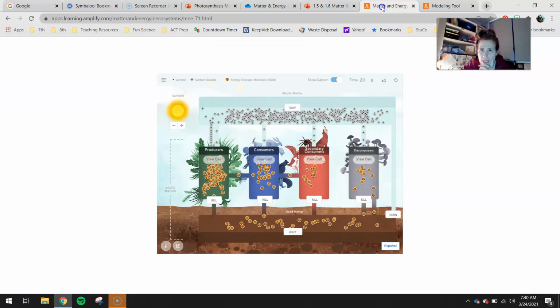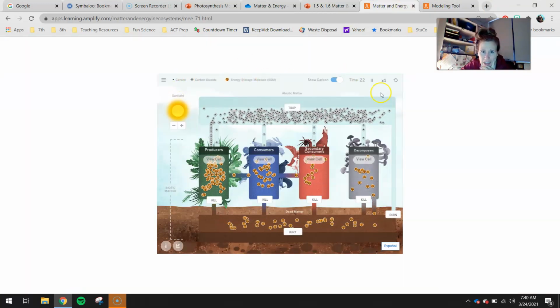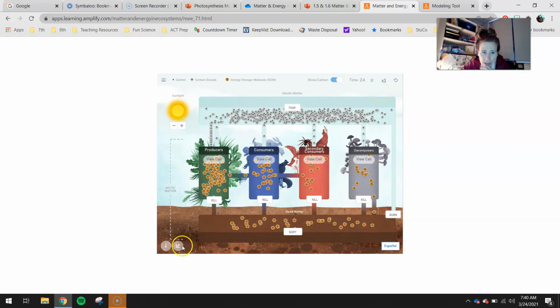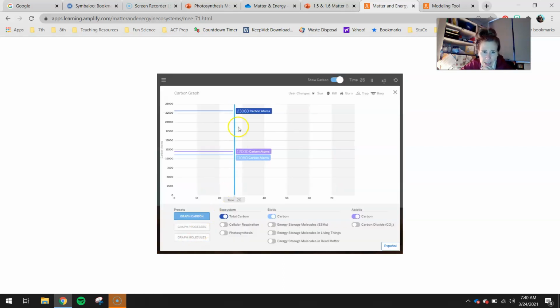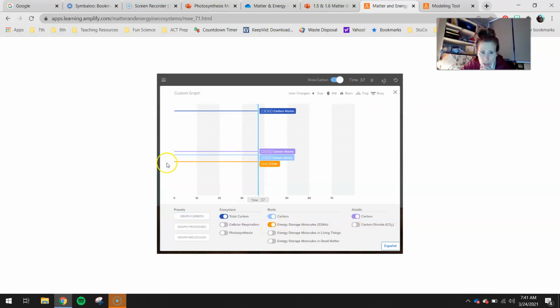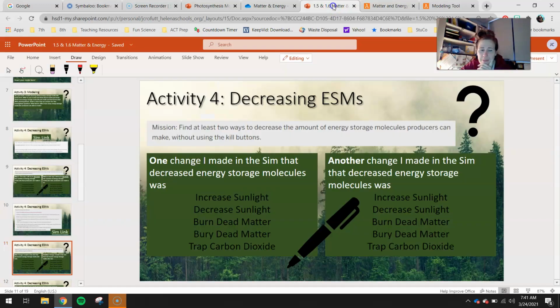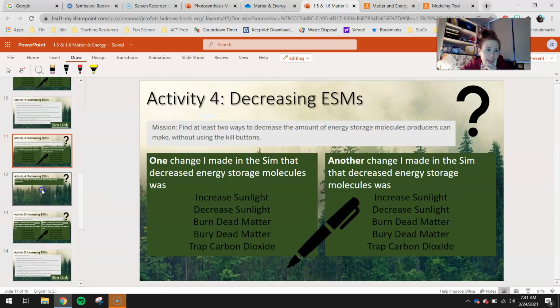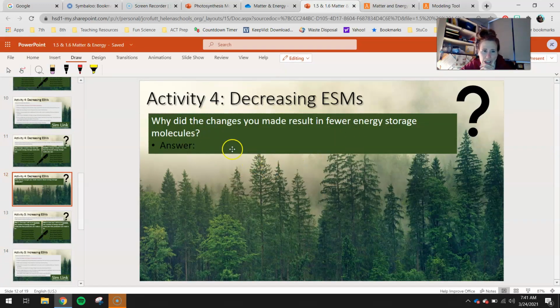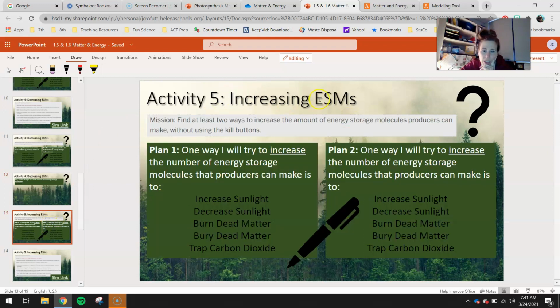And then when you're done, you should be able to analyze and look at the graph. Looks like our graph is right down here. All right, ESMs, how is that going down? Take a look at that graph, and you can add on ESMs right there. Here's our orange line for ESMs. For the last part, you're doing the exact same change, except you're going to try to increase.